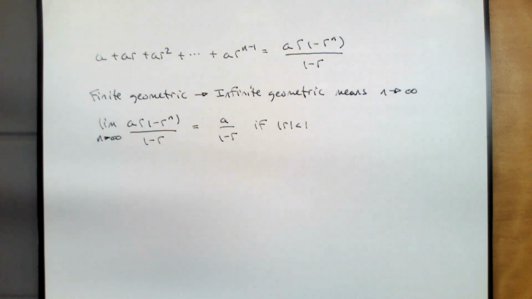So now the sum of an infinite geometric series is a over 1 minus r if the common ratio is less than 1.